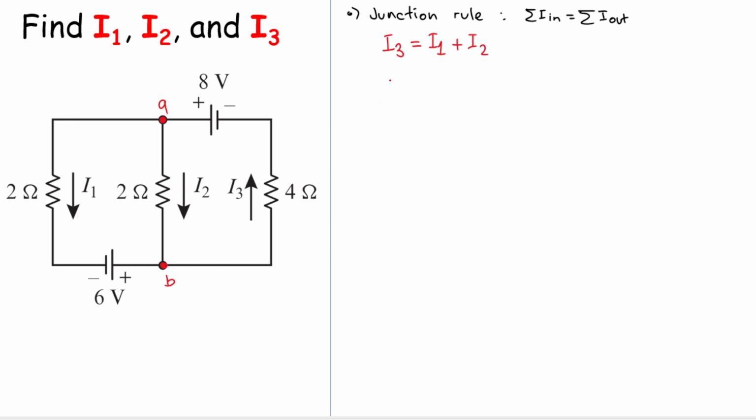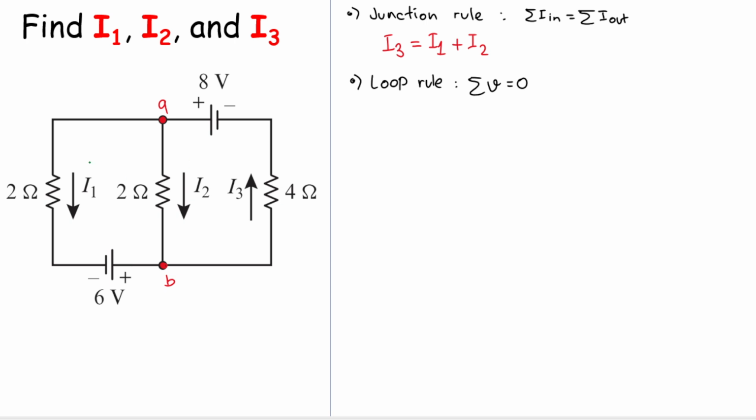Good. And here we have three variables, right? I1, I2, and I3. So we need two more equations other than this, and those two more equations come from the Kirchhoff voltage law, or the loop rule. So we need to do the loop rule here. The loop rule says that the sum of the voltage in a loop will equal 0. But we need to draw the loop first.